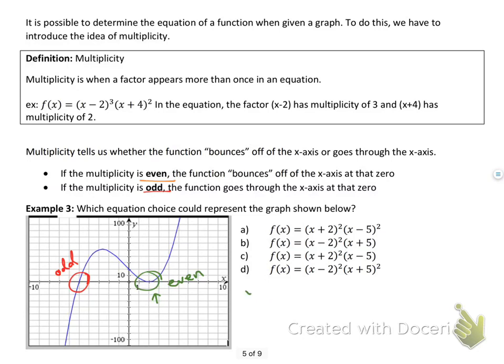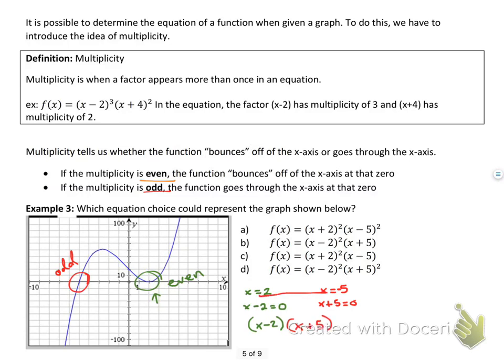We know that x is going to equal 2. And for the odd one, x is going to equal negative 5, because that's on the left. So if I find the factor here, it's going to be x minus 2 equals 0, so x minus 2 is a factor. And for x equals negative 5, it's going to be x plus 5 equals 0, so x plus 5 is the other factor.